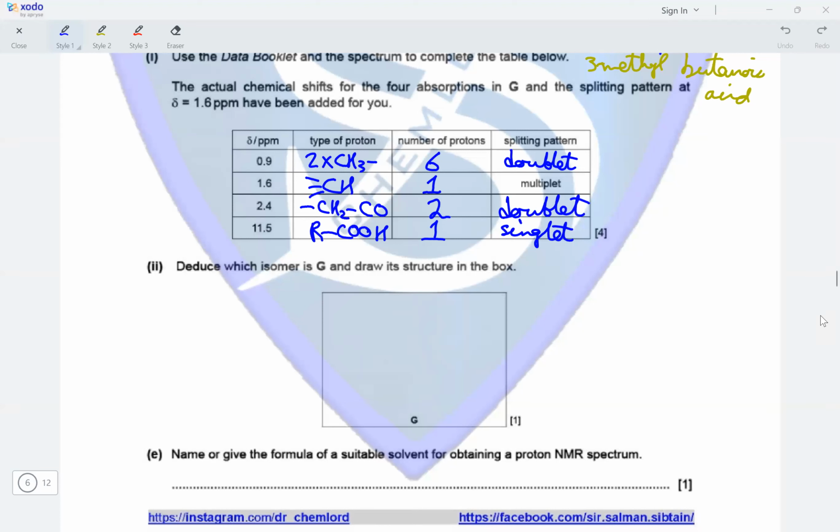Deduce which isomer is G and draw its structure in the box. So the skeletal formula of G would be 1, 2, 3, 4, and another CH3 group here. Either we can draw it this way or even better this way. And then we've got a double bond O here and OH completing the structure.